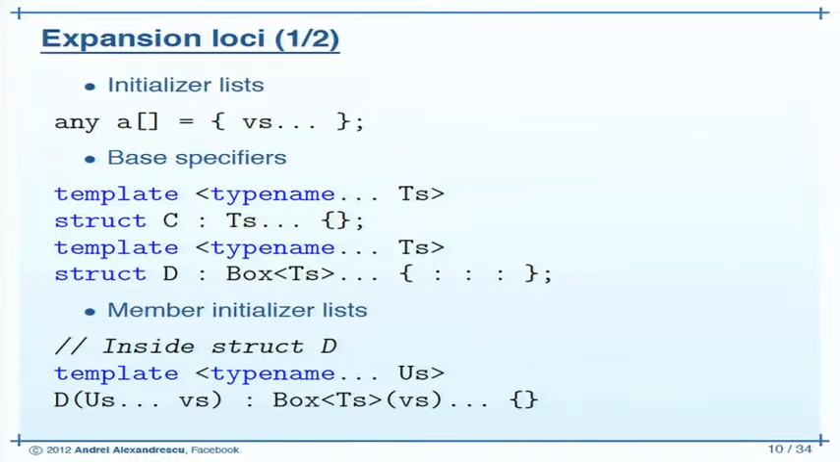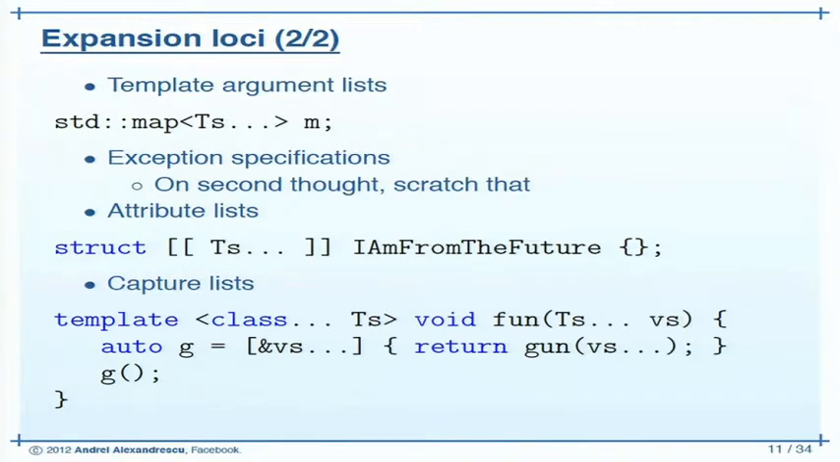All right. And so we have this guy here, and maybe we want to initialize it. Well, guess what? You can actually expand inside the member initializer list. So imagine we're inside the struct D, and we say template type dot, dot, dot, U's, which is a different thing, and we have D taking U's, and it forwards them to box of T's dot, dot, dot. So this is going to expand nicely. And there's 3 more. 3, not 4. There are 4 bullets, but there's 3 things.